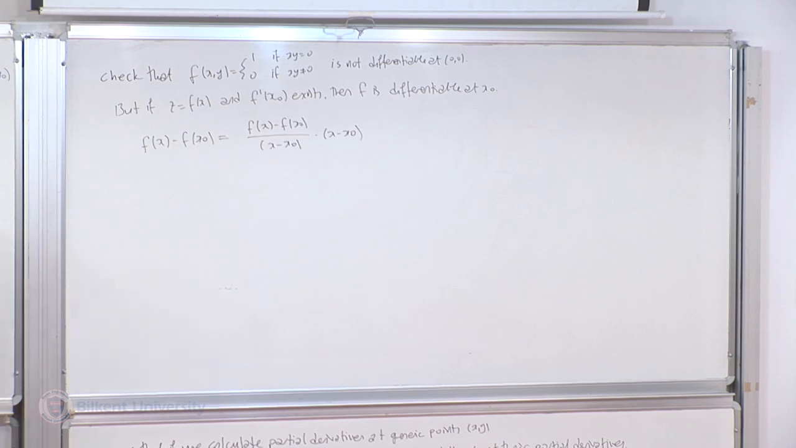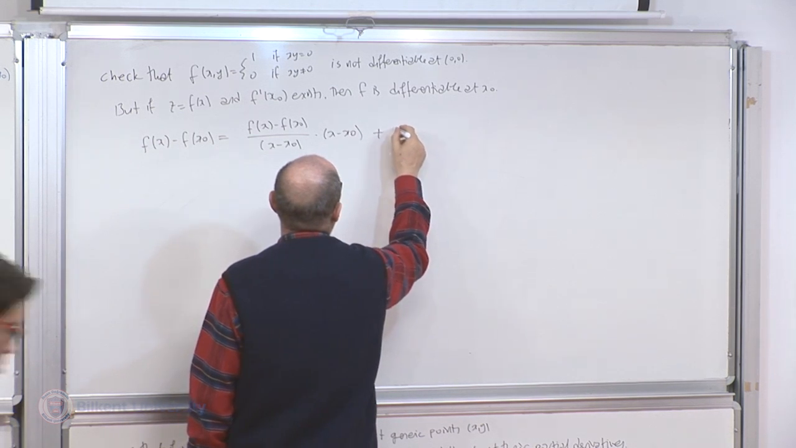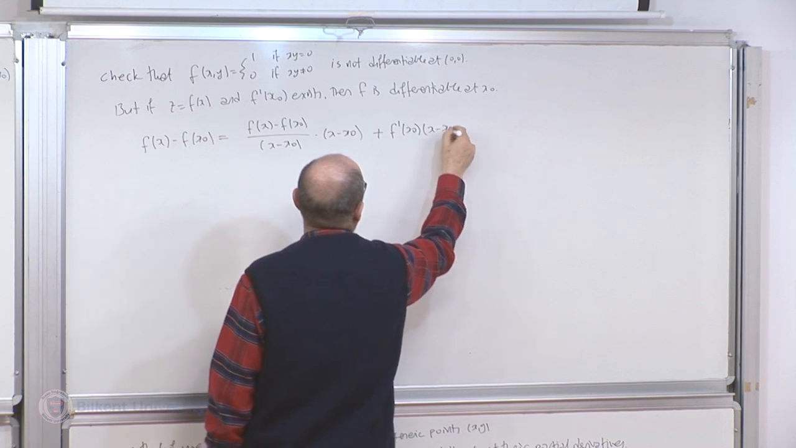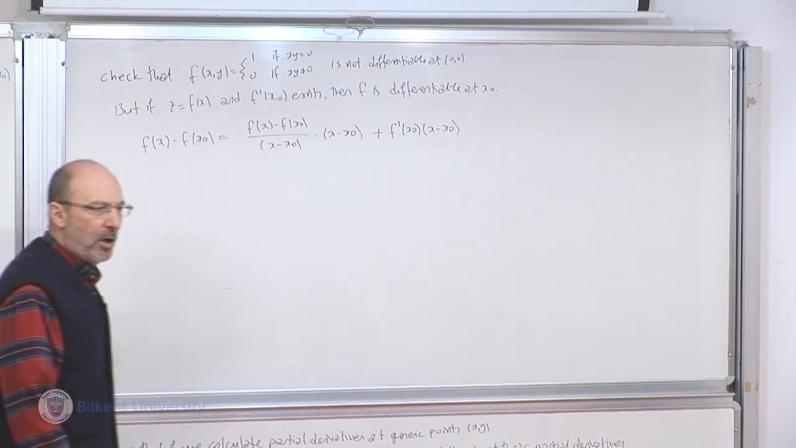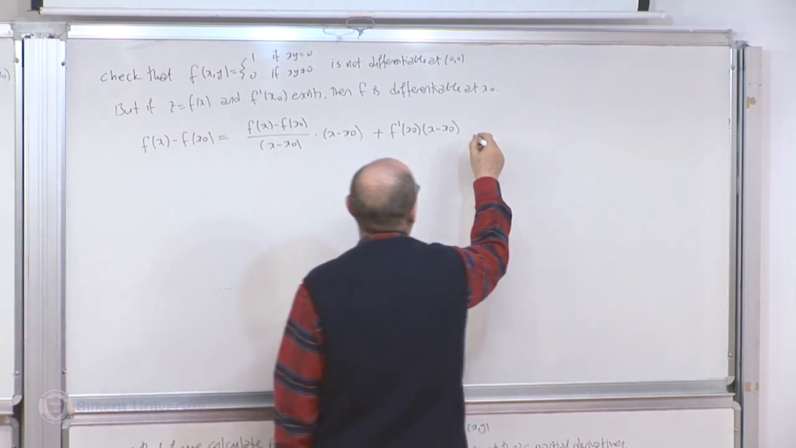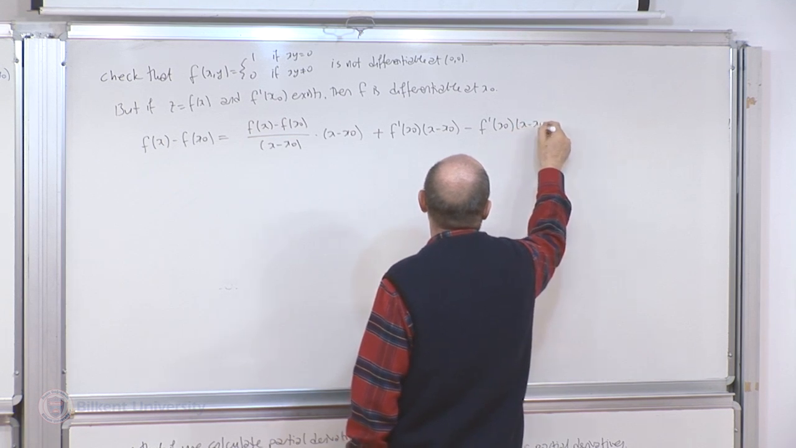So this is, and I don't want this. I want something like this. I want f prime at x sub 0 times x minus x sub 0. This is what I want. So I write it there. Therefore, I should subtract it. Okay. Minus f prime x sub 0, x minus x sub 0.